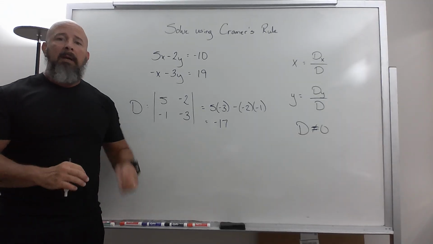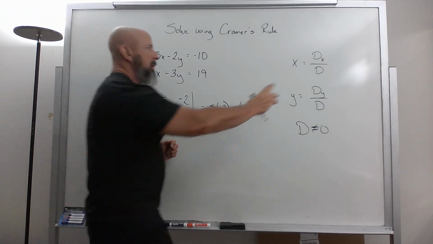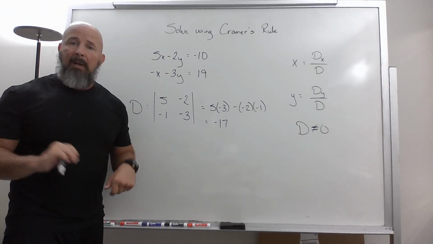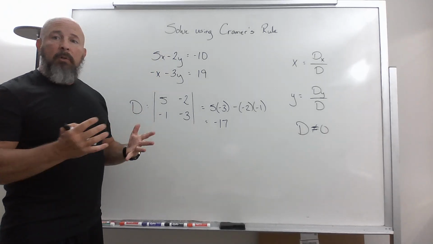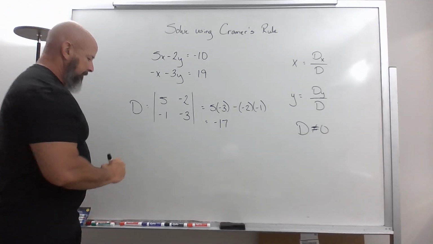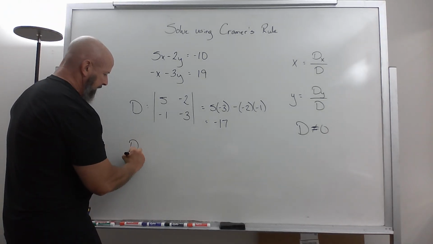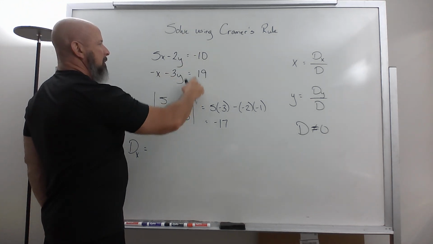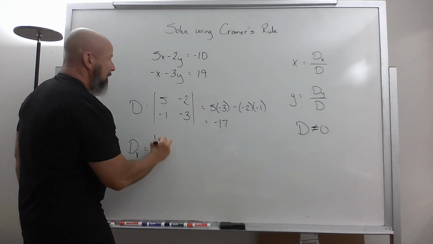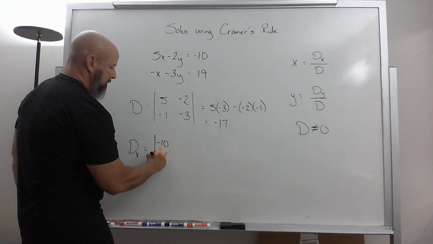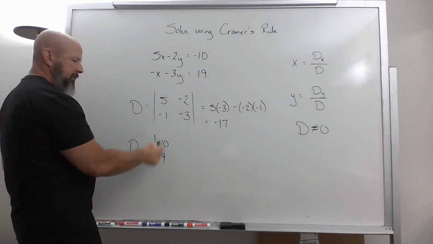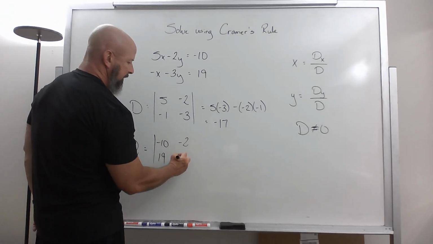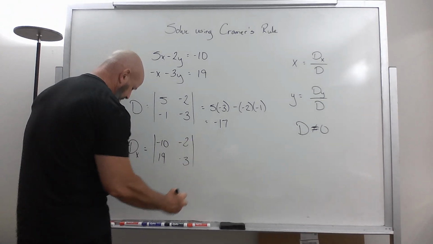We want to finish up, figure out what D with respect to x is, D with respect to y is, and then we can get what our x and y values would be. That would be the solution of this system. D with respect to x. What this means is our answers replace the x column. So -10, 19, replacing that x column. The y column does not change, still -2, -3.